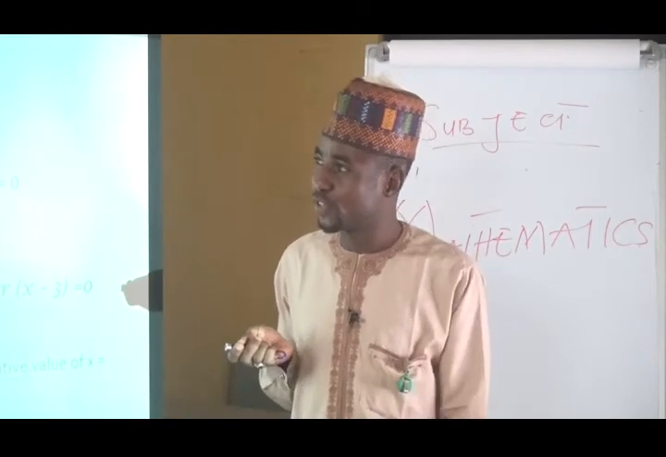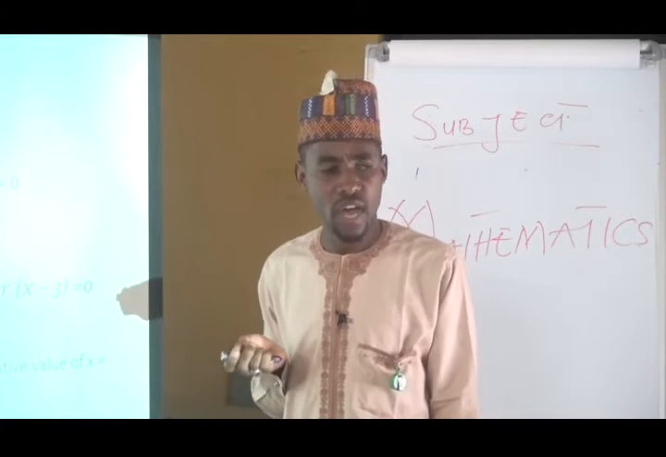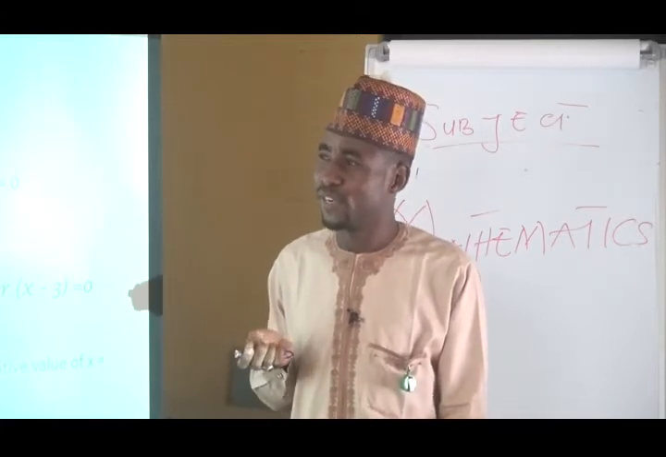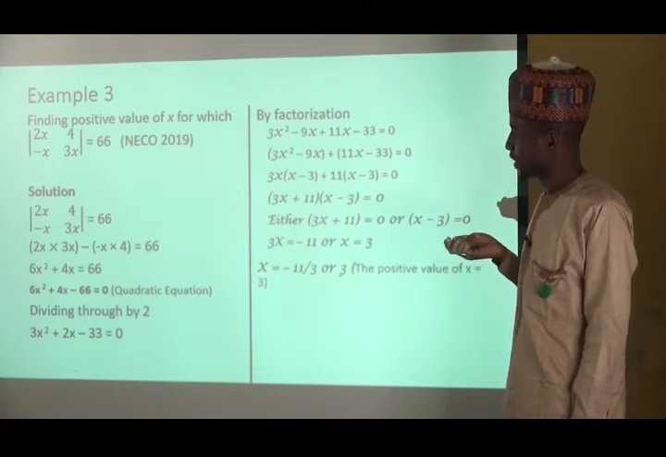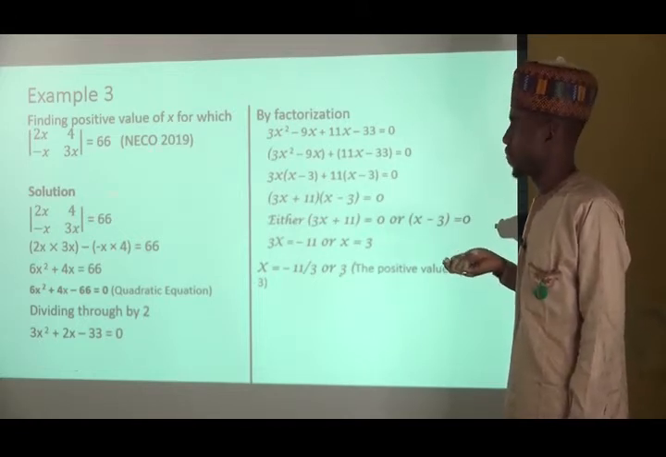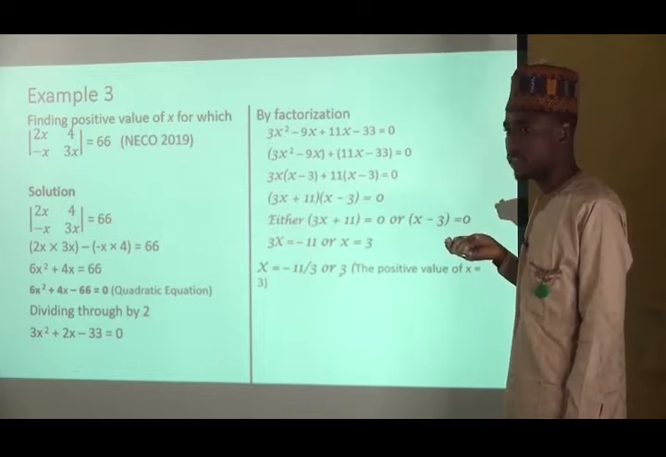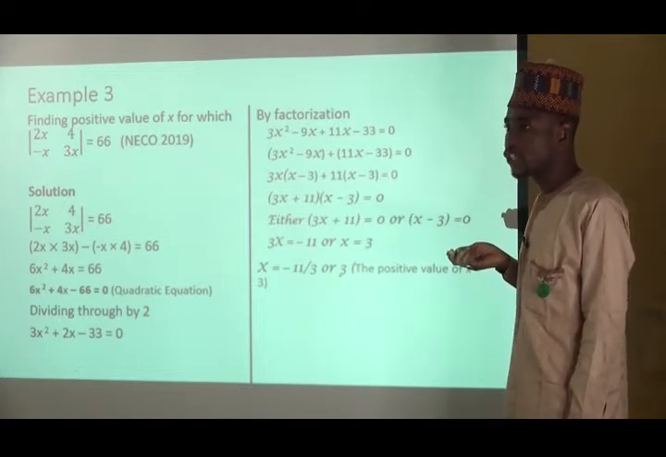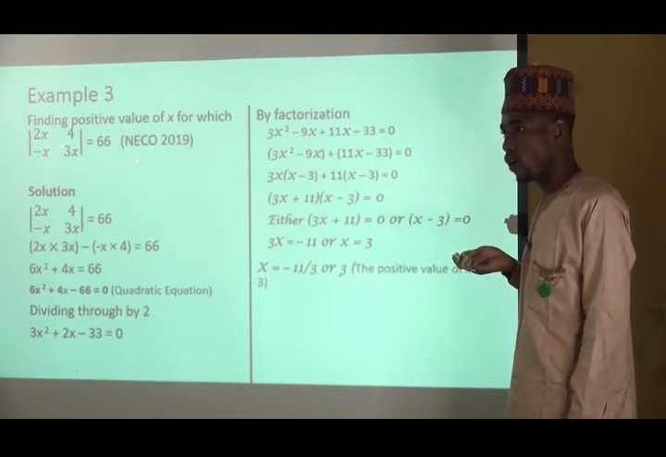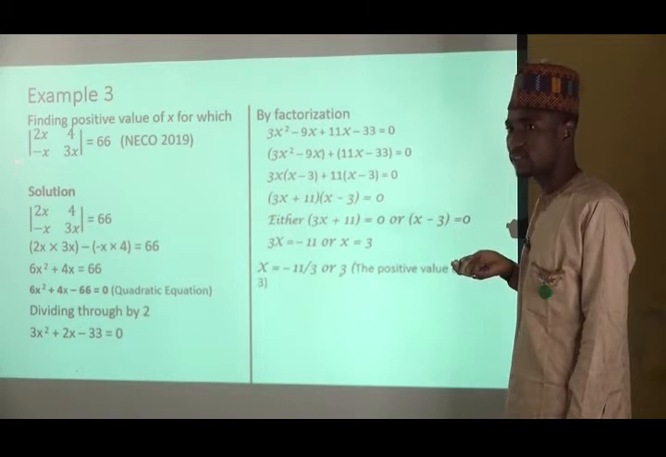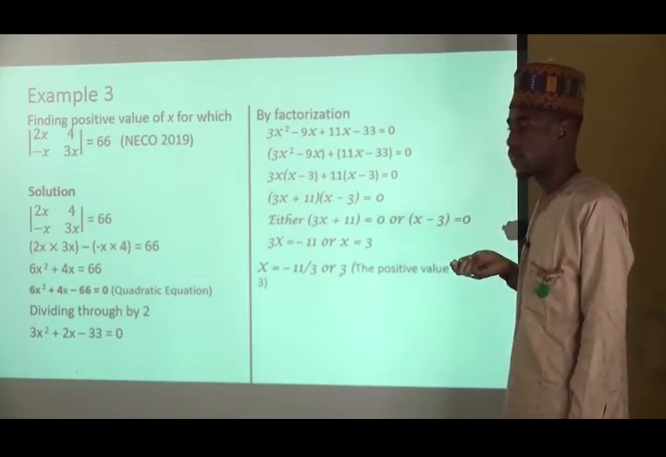Next, we are going to see a standard SSCE question on how to evaluate the determinant of a 2 by 2 matrix. This is a question, NECO 2019. The question says, find the positive value of x for which the determinant given as 2x, 4, minus x, and 3x equals 66.